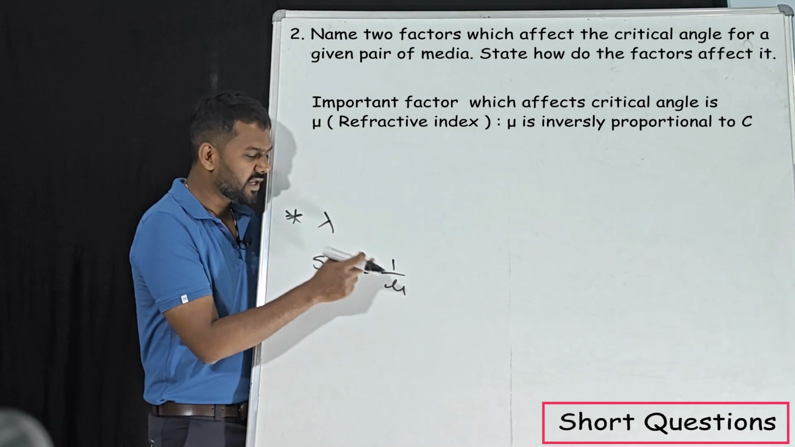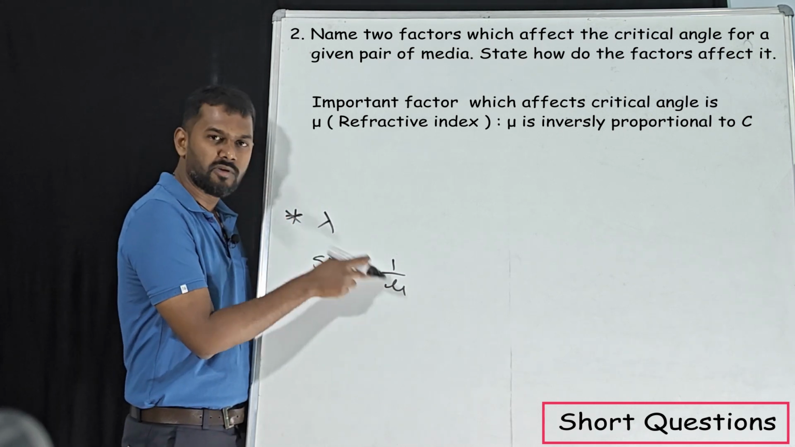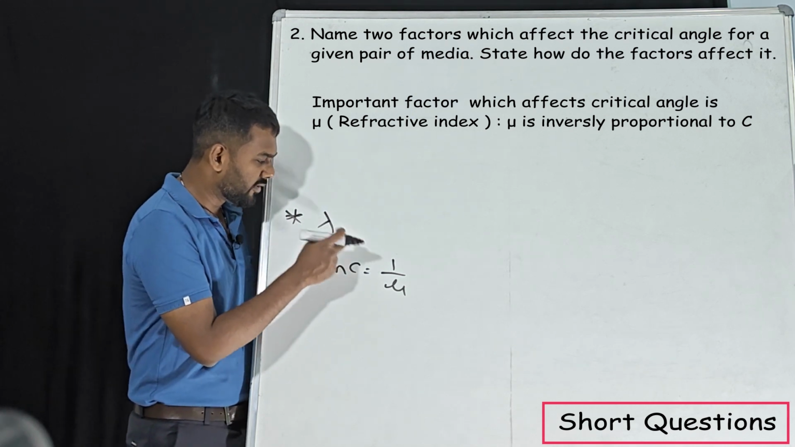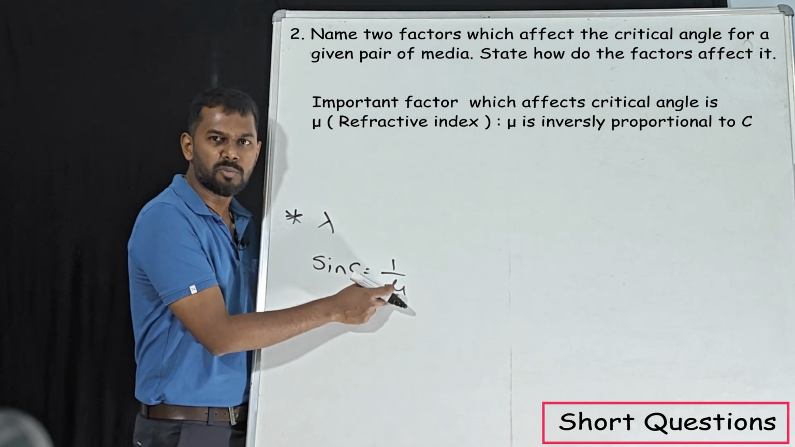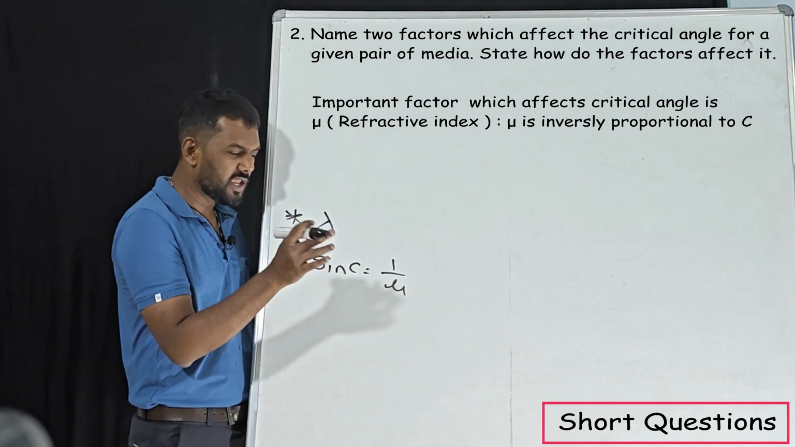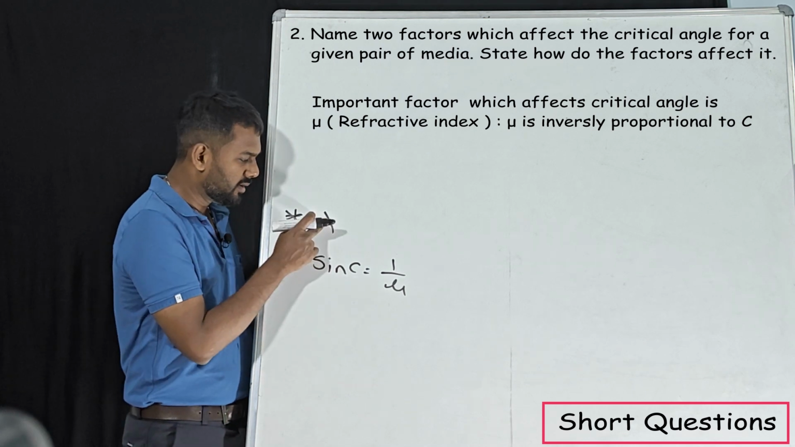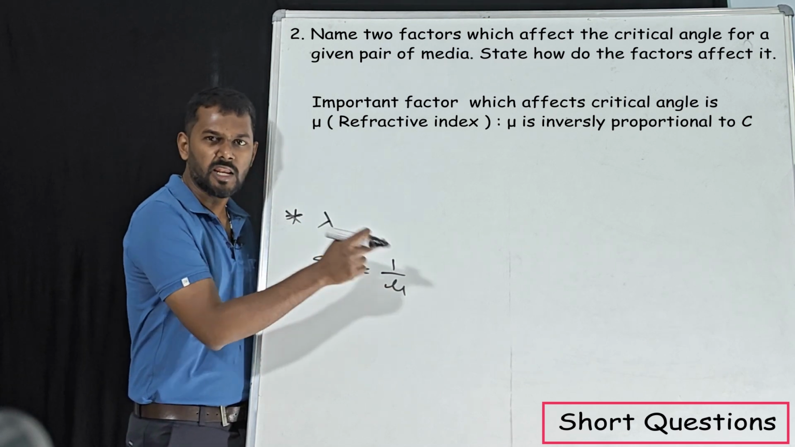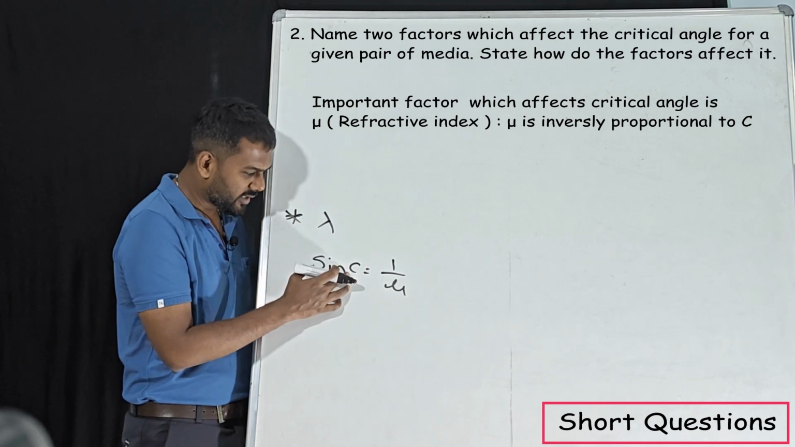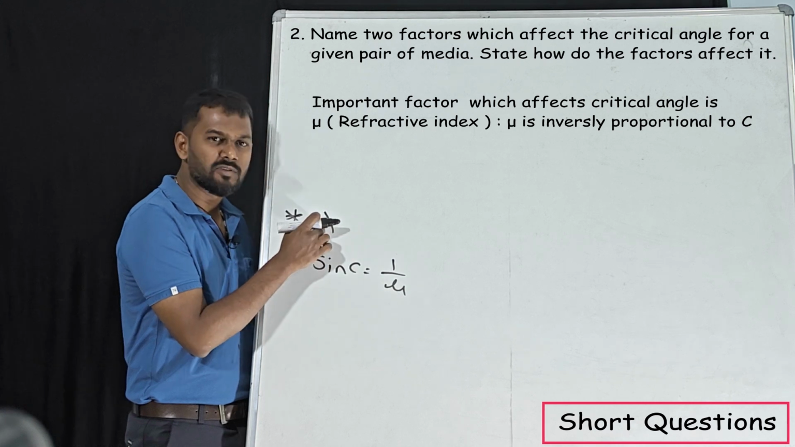Okay, wavelength and refractive index are inversely proportional. If refractive index increases, wavelength decreases, correct? If wavelength and refractive index are inversely proportional, and critical angle and refractive index are inversely proportional, assume them as enemies. Wavelength and refractive index are enemies. Critical angle and refractive index are enemies. For critical angle, refractive index is the enemy. For refractive index, wavelength is the enemy.